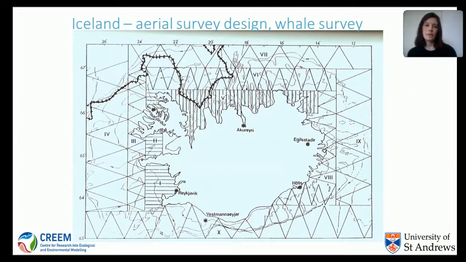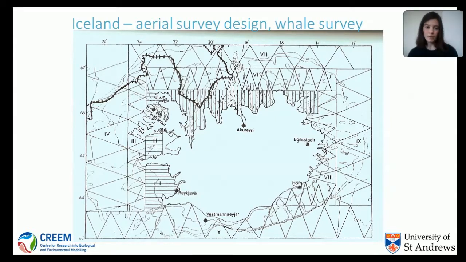So here is an example of a real survey designed around Iceland for cetaceans using aeroplanes. And there are a few things to note here. Firstly, you can see that perpendicular lines to the coastline have been used in the inshore waters, and then a zigzag design has been used in the waters further offshore.